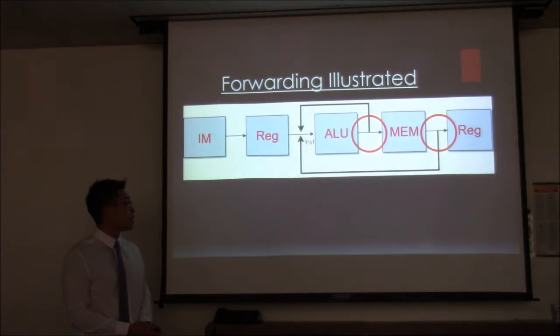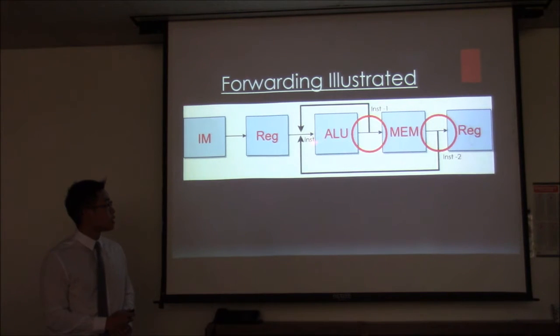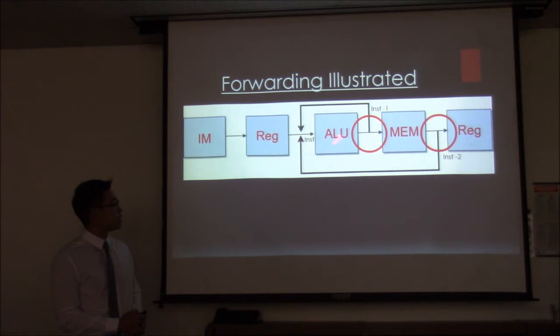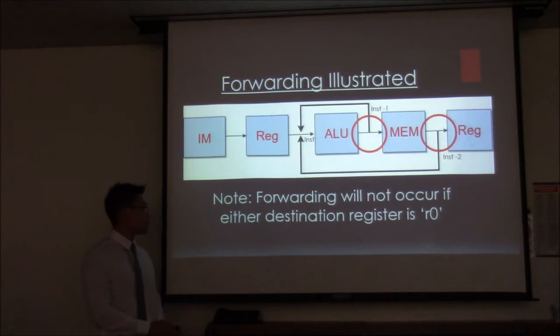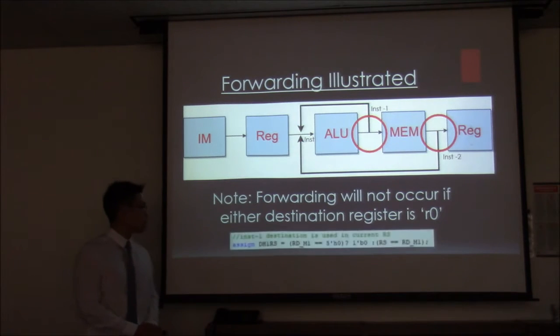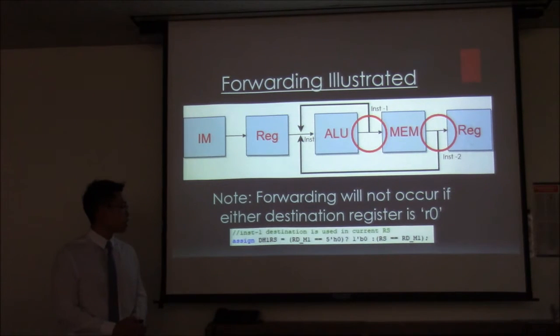To paint a better picture, we decided to show you a diagram of our 5-stage pipeline. You can see here, this is the current instruction, and it's able to receive values from the destination register of the previous instruction, as well as 2 instructions prior to the current instruction. It's also good to note that forwarding will not occur when the destination register is R0, because we won't be able to write to R0. So we included that in our implementation.